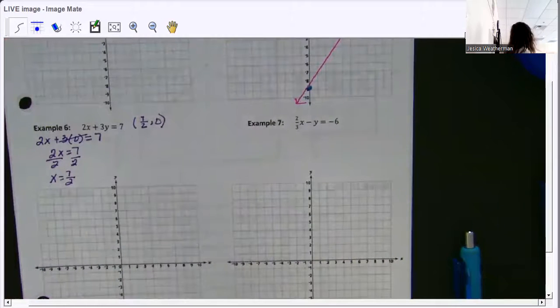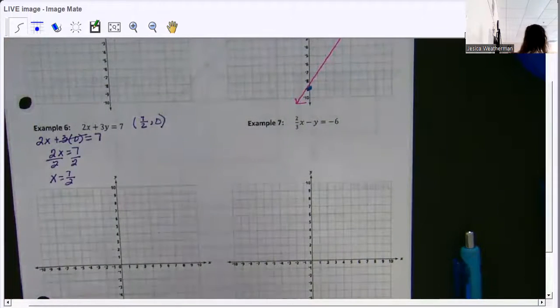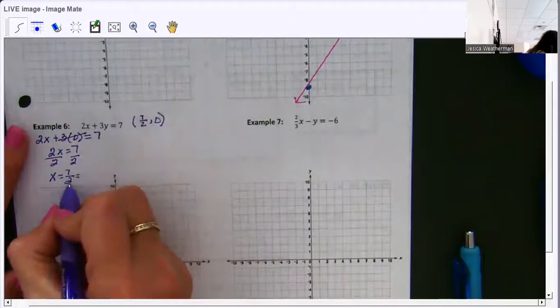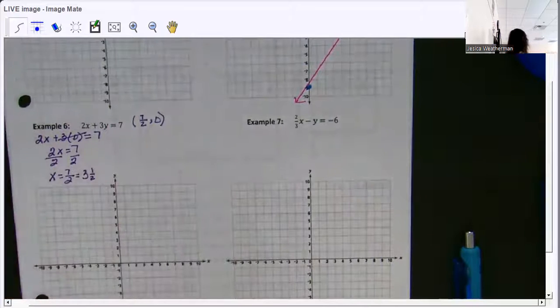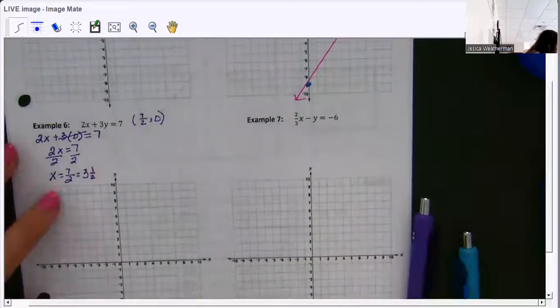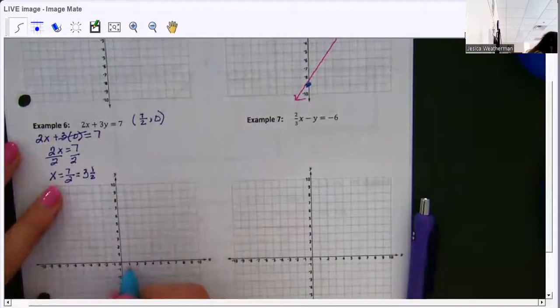However, when you go to graph it, turn it into a mixed number or a decimal so that you can see precisely where to graph if you need to. So I know that 2 goes into 7 3 times with 1 left over, so it's 3.5. You're basically just turning that improper fraction to a mixed number. So then when I plot this on my x-axis, I'm going over to 3.5 and plotting that point. Okay.